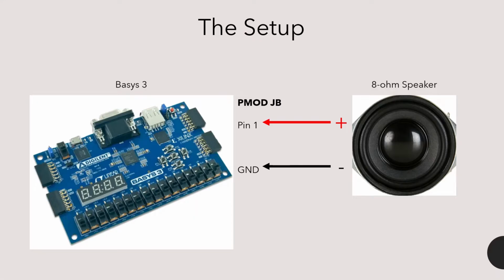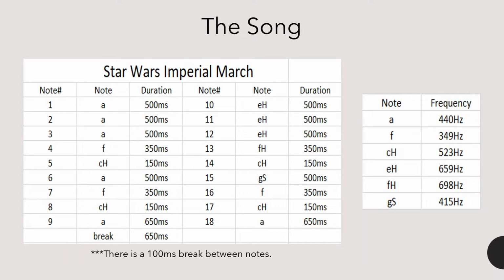So here's the setup. I've got the Basys 3 and an 8 ohm speaker. The positive is going into PMOD JB pin 1, and then the ground, the negative of the speaker, goes to ground. Here's the song and how it breaks down.